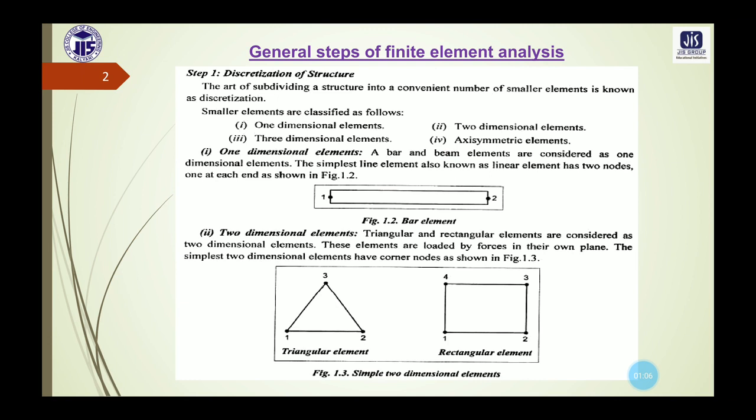Step 1 is known as the discretization of structure. So what is discretization actually? Discretization is the art of subdividing a structure into a convenient number of smaller elements. That means when we want to solve a physical problem, first we need to draw the geometry of that computational domain.